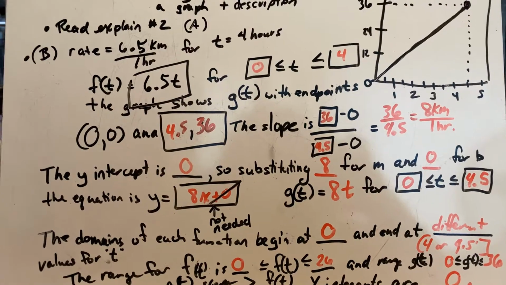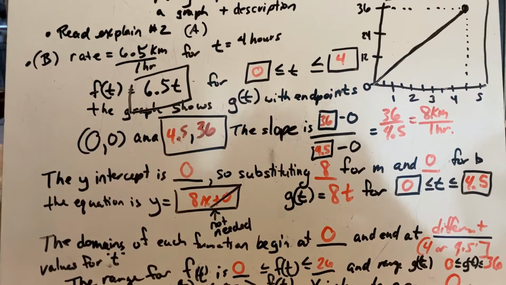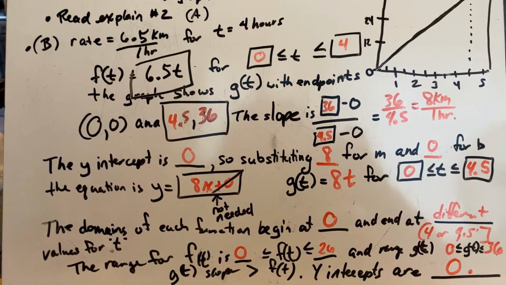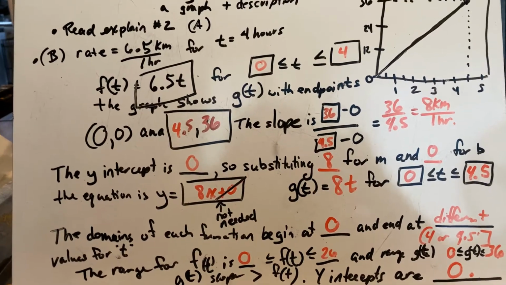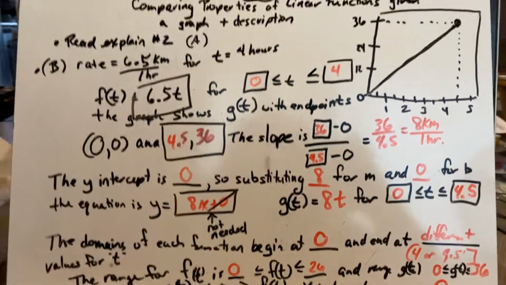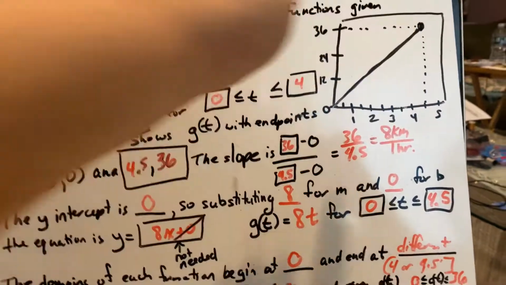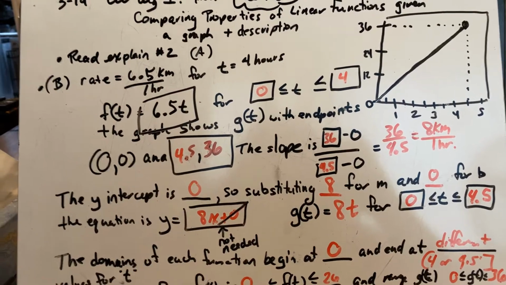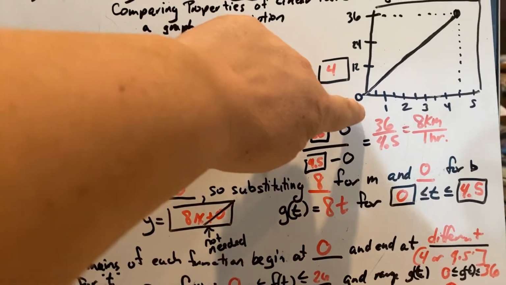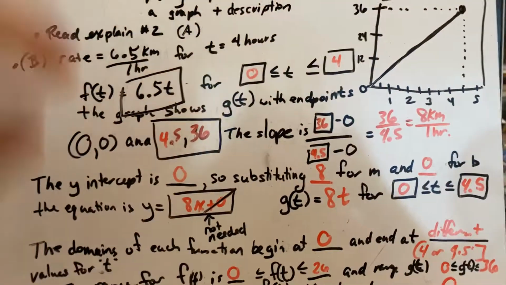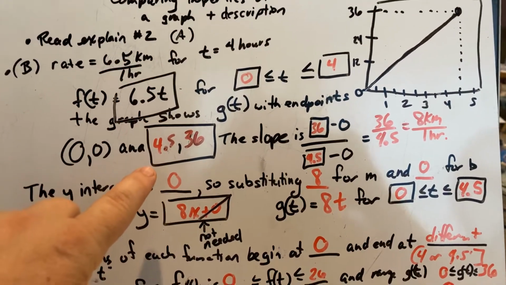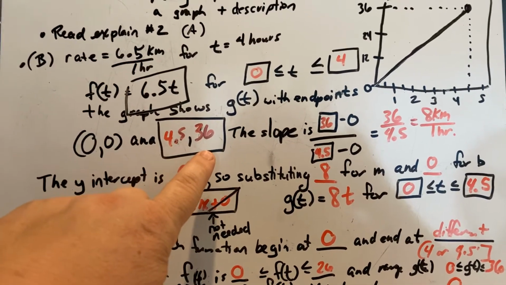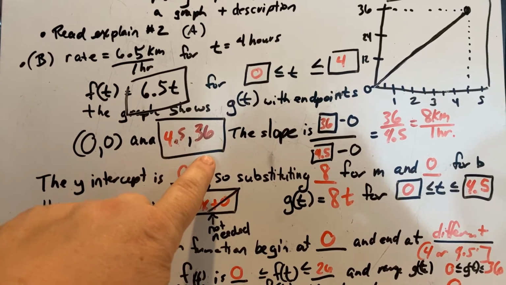And what is our time? Our time can be between 0 and 4 hours. So that's our domain. Our domain is between 0 and 4 hours. Then they give us a graph. And again, I've done a quick view of it right there. The graph shows g of t with endpoints at 0, 0. And that's this endpoint, and the other endpoint up here corresponds to when x is 4.5, t is 4.5 hours, and the total distance after 4.5 hours is 36 kilometers.